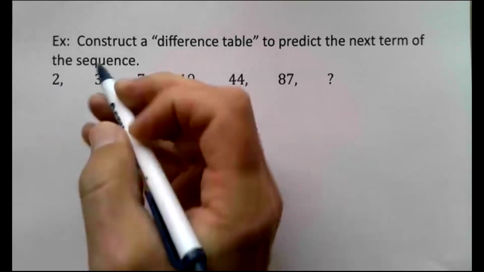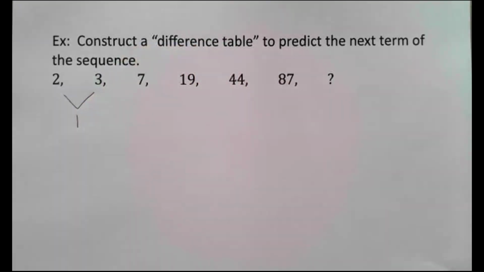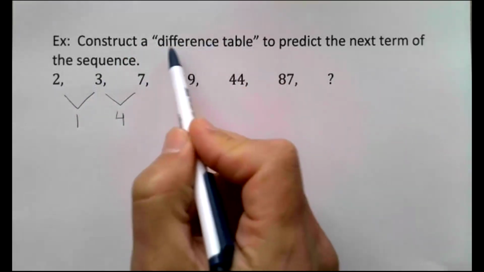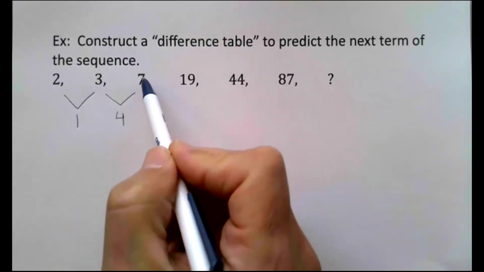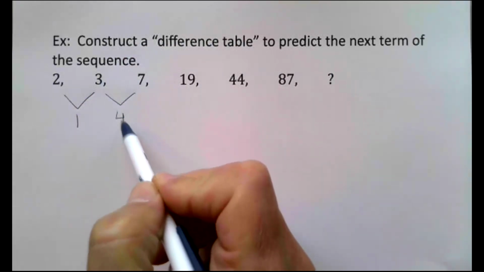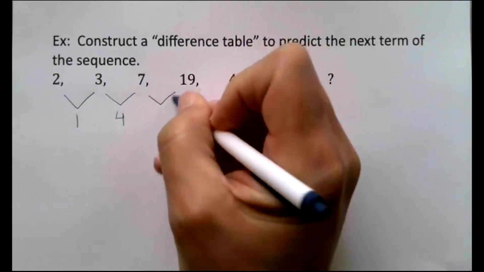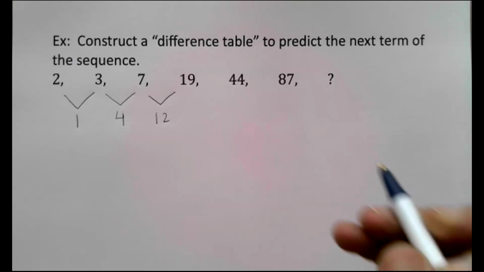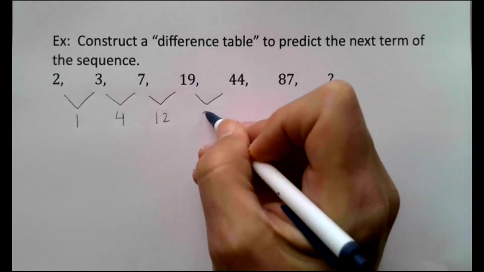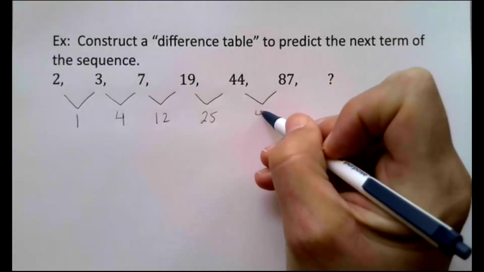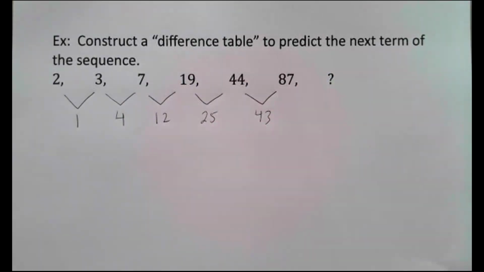So 3 minus 2 equals 1. 7 minus 3 equals 4. Again, difference means subtract. I'm getting these numbers by subtracting. 7 take away 3 goes right there. 3 take away 2 goes right there. 19 take away 7 is about to go right here. 44 minus 19 is, I believe, 25. 87 minus 44 is 43. That's called a difference table, what we're making right here.